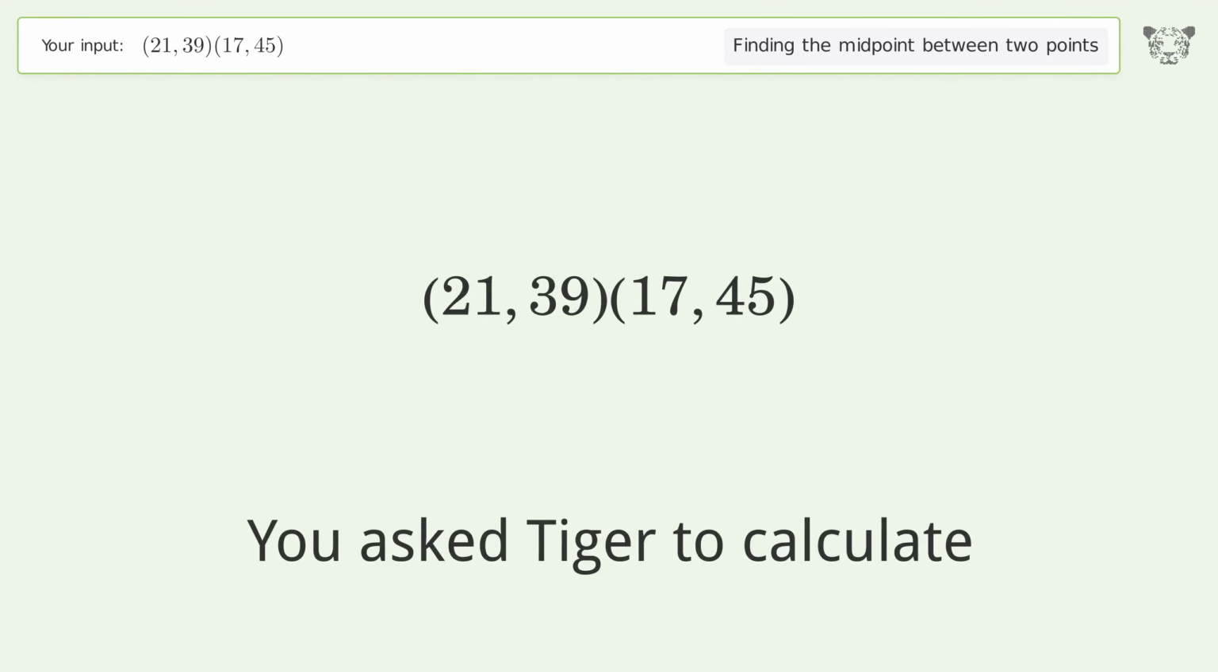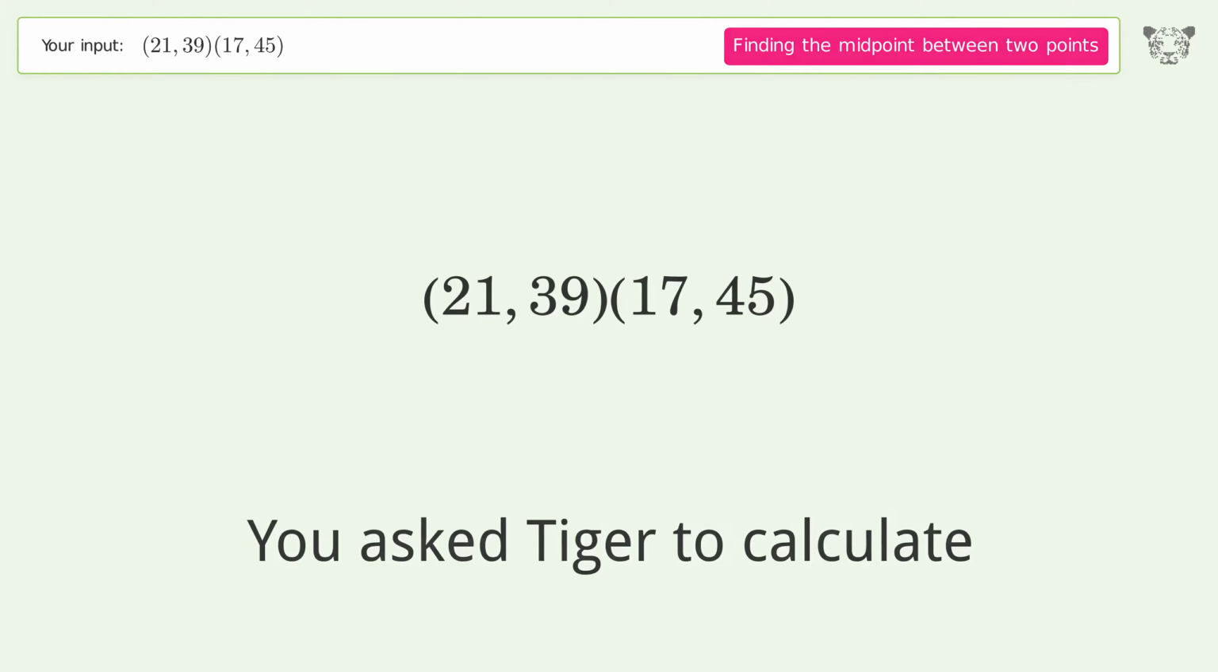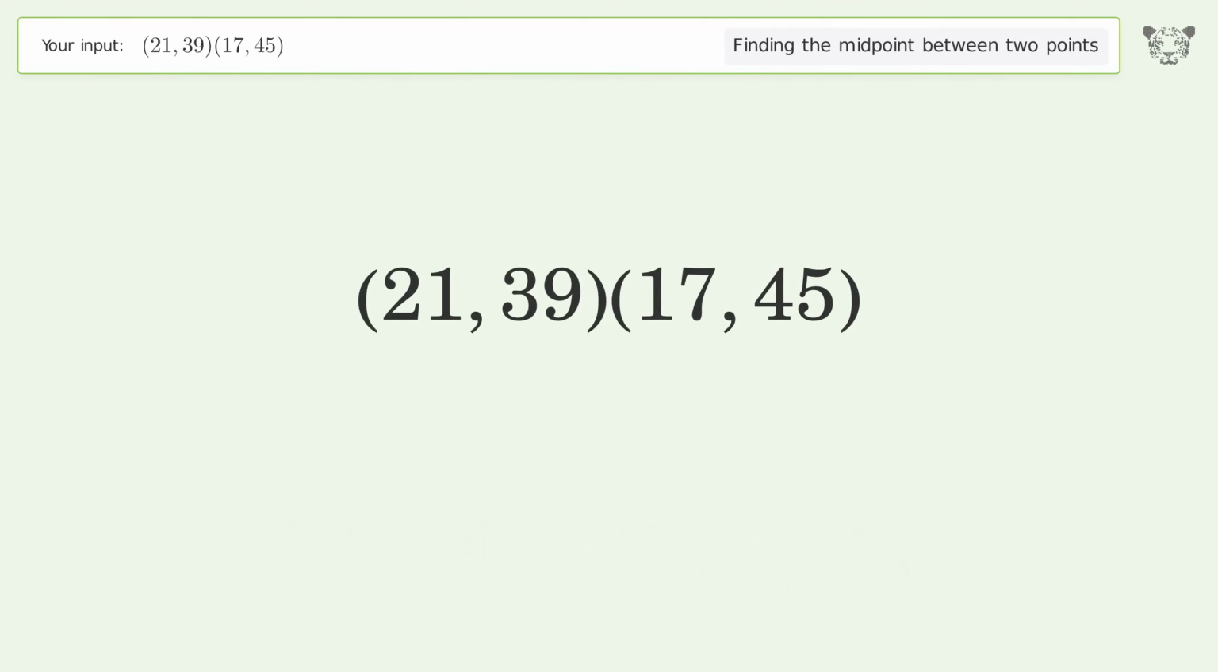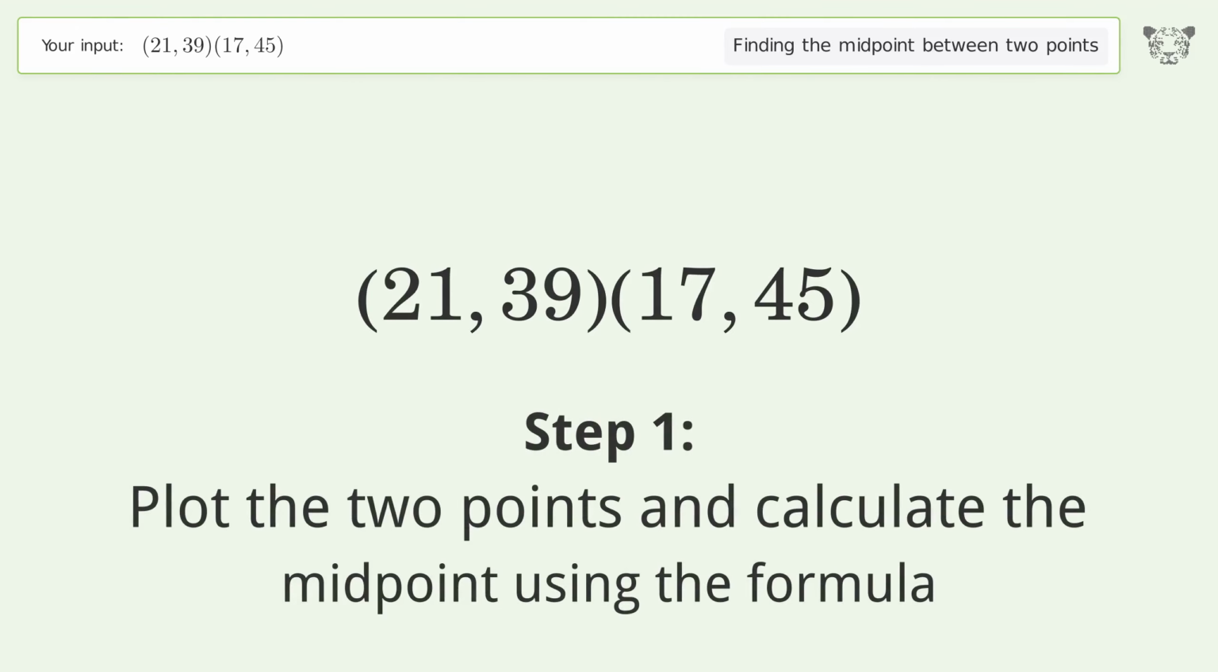You ask Tiger to calculate. This deals with finding the midpoint between 2 points. The midpoint between the 2 points is 19,42. Let's solve it step by step. Plot the 2 points and calculate the midpoint using the formula.